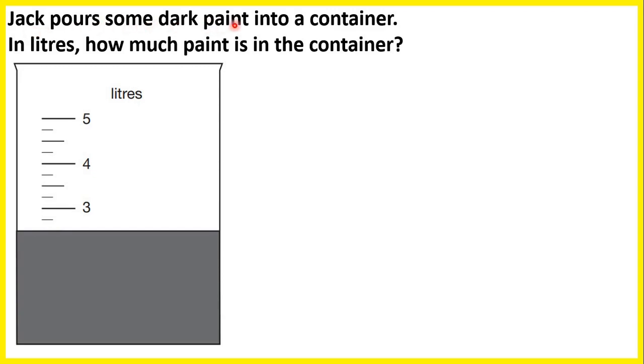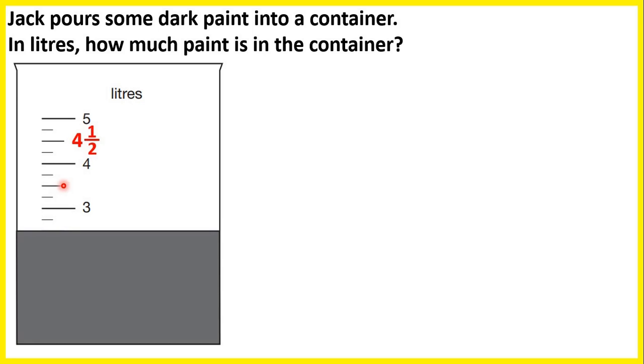Jack pours some dark paint into a container. In litres, how much paint is in the container? So we have 5, 4 and 3 litres marked. So this line that's right in the middle of 4 and 5 will be 4.5 litres.